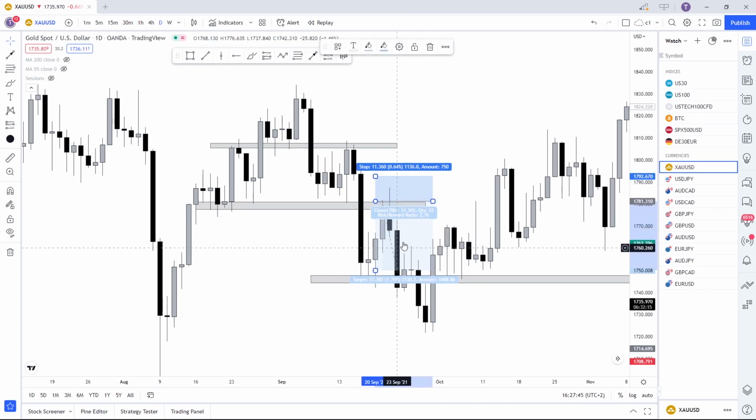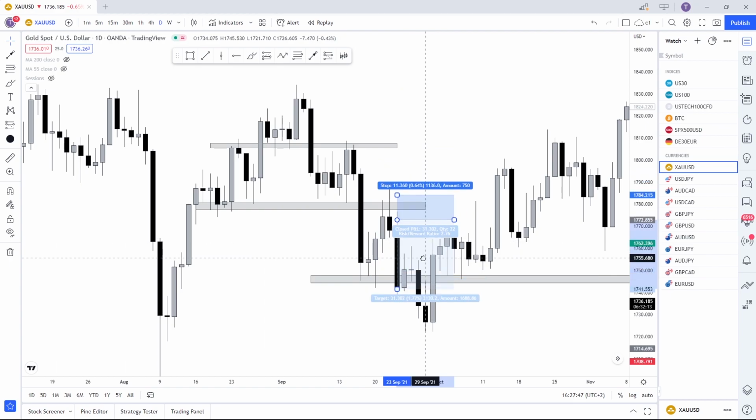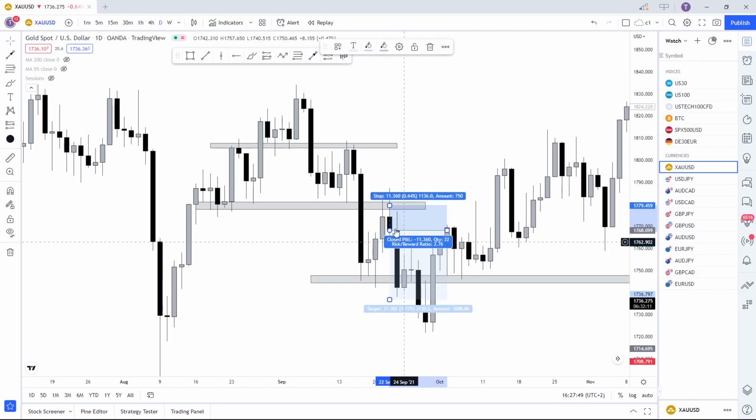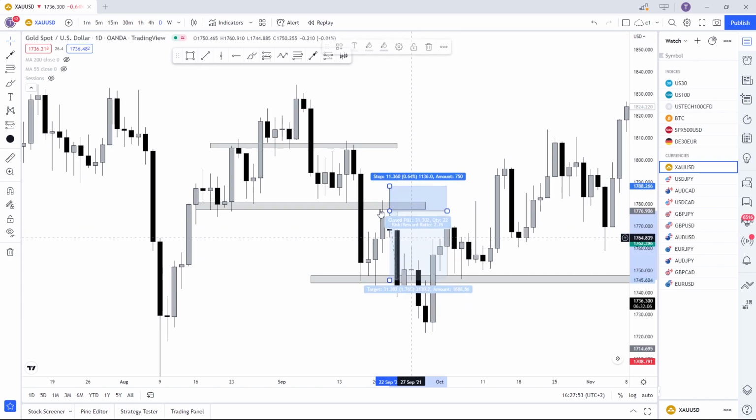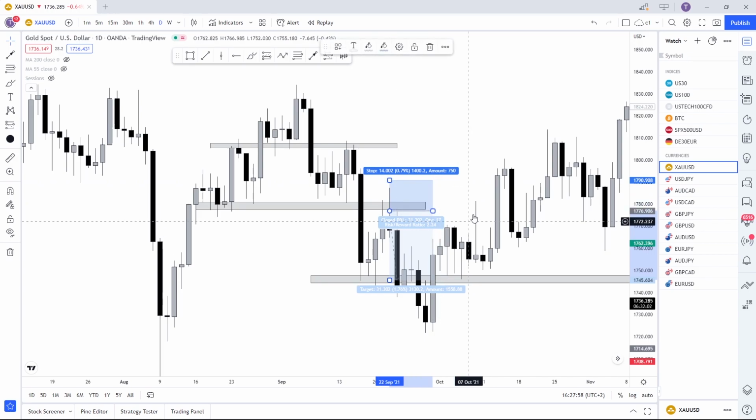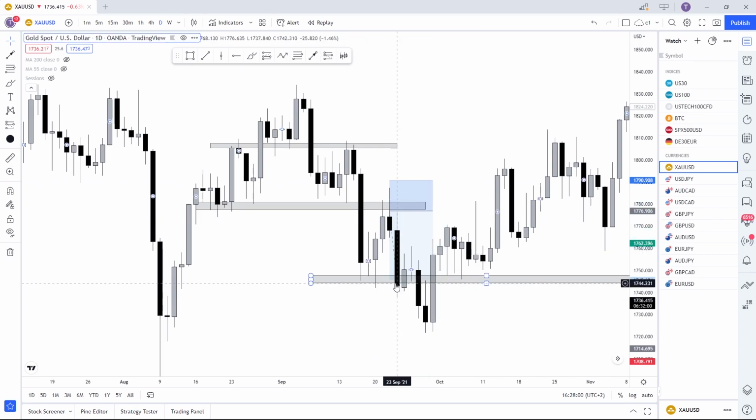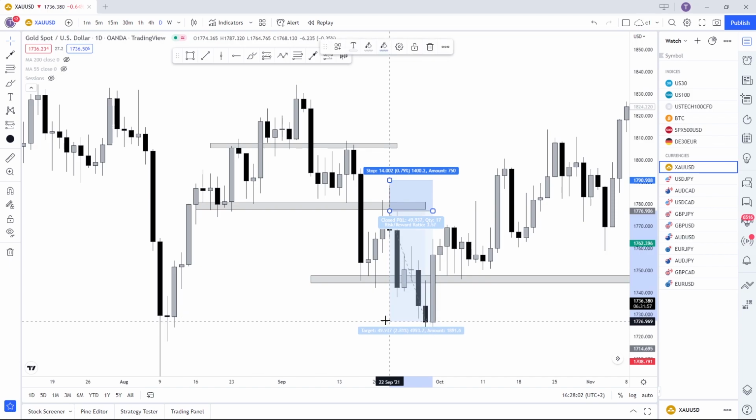Entry right there after a corrective move. Could have entered here after formation. 1 is to 3. 1 is to 3.